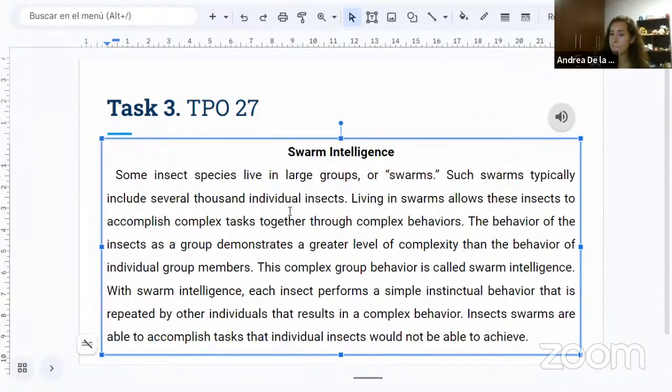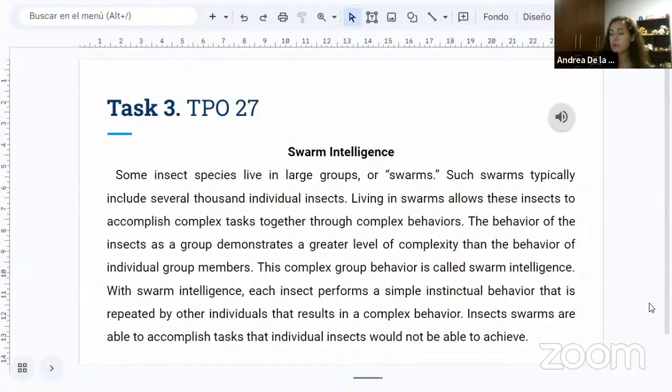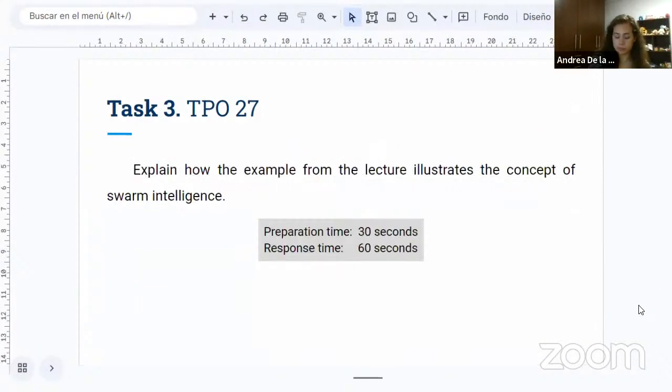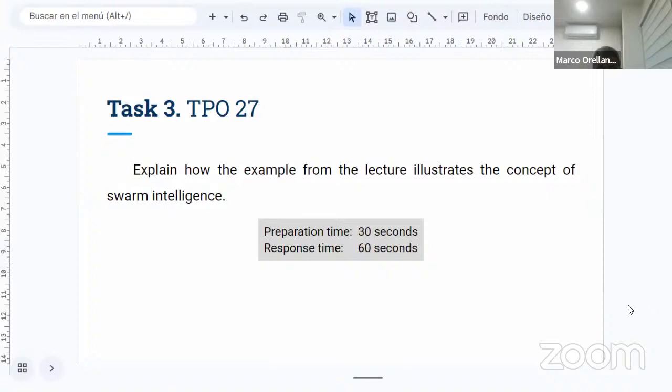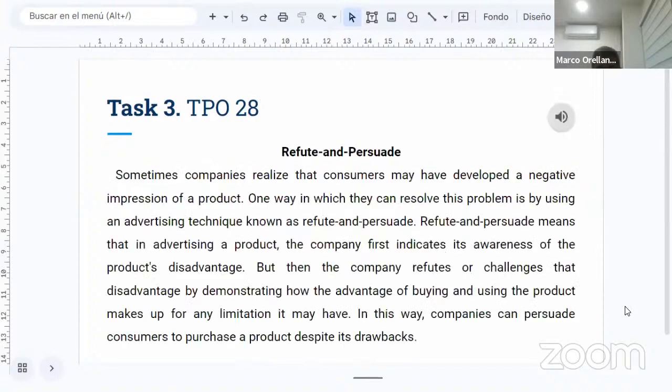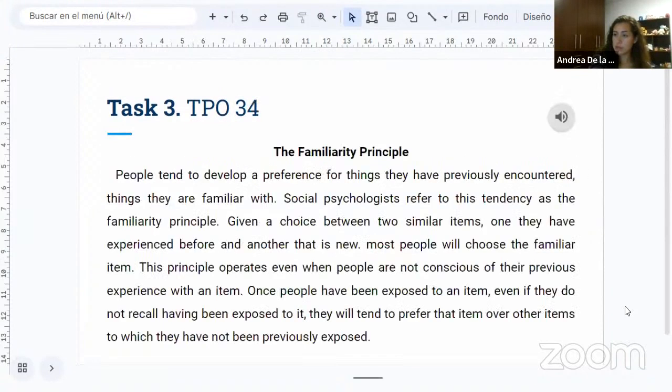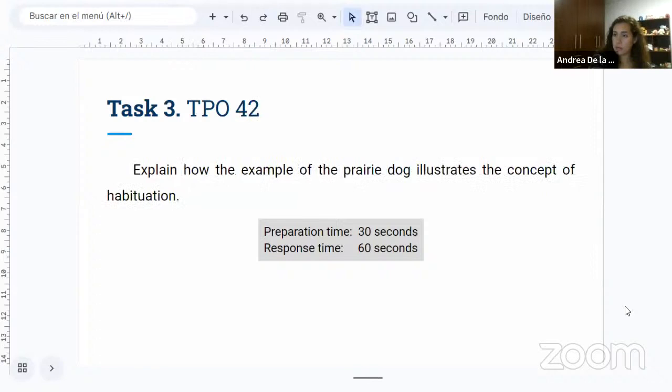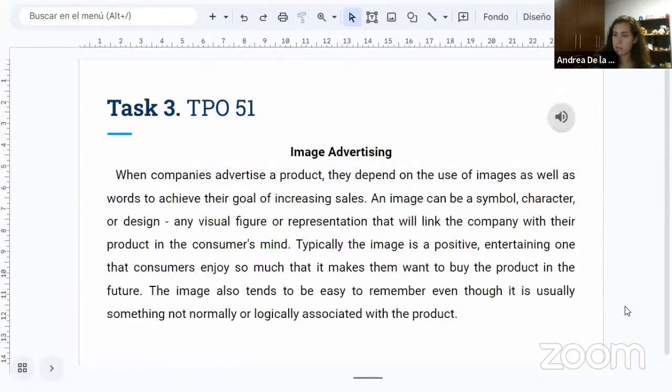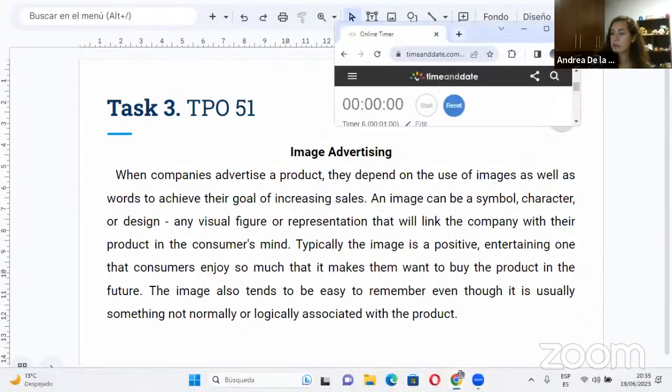Well, in this case, it was almost in the middle, right? It's a complex group behavior that is accomplished by insects as a group, right? So just make sure that you have it ready for your introduction, and it'll be great. Okay. Right. Let's do another one. Let's do business. All right. So it'll be the same. You guys will have 45 seconds to read the text.